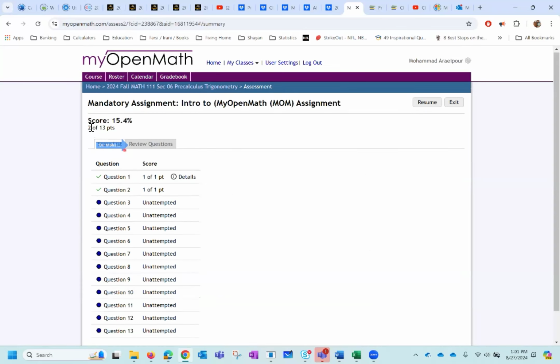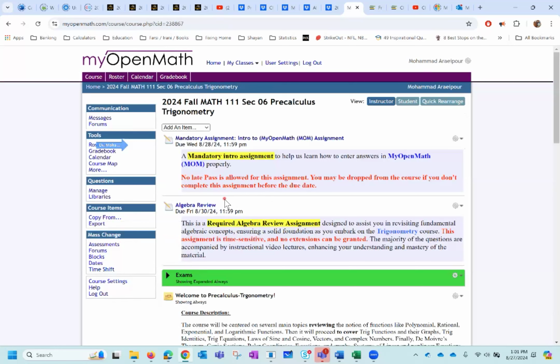It shows that my score so far is 15.4% on this, and it keeps it until it expires. If I come back before the expiration date, I can improve that by finishing off the unattempted questions. I can do that. Of course, after the due date, then it registers this one as my grade. I can either resume or exit. You can resume anytime before the due date.